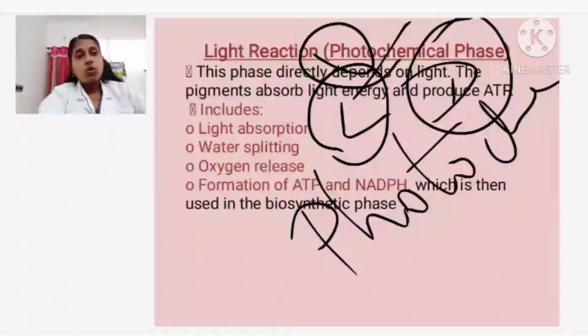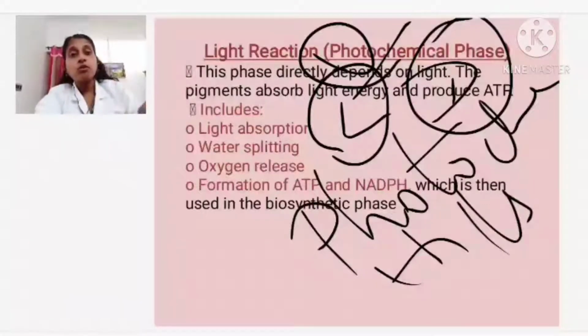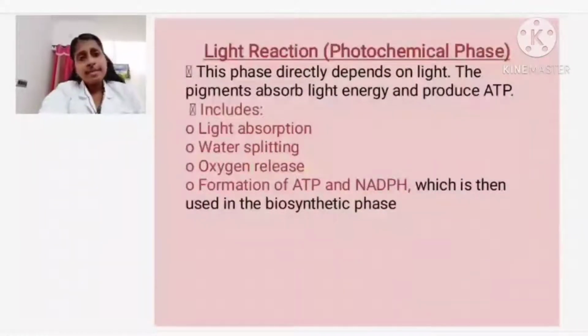Or we can also call it Hill's reaction. Another name is Hill's reaction, because Robert Hill is the one who discovered this process. That's why we can also call it Hill's reaction. So this is regarding the light reaction of photosynthesis. In detail we are going to learn about the light reaction. Now, where does this light reaction take place?